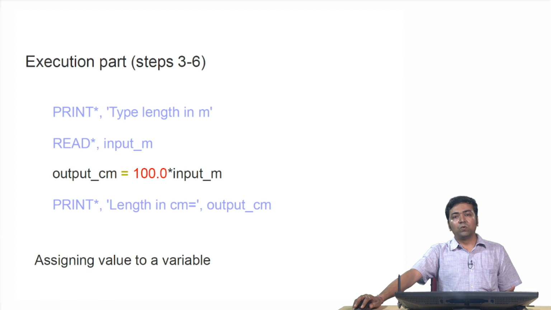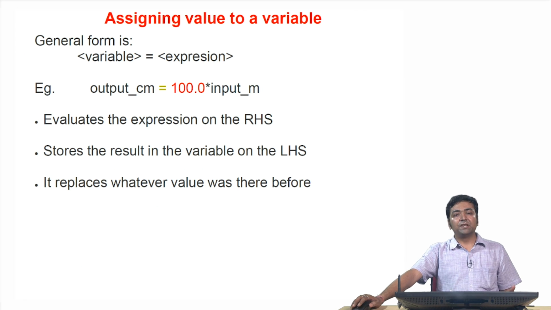Before we go into how to read and write outputs, first let us see how we assign a value to a variable. The general form is that on the left hand side you have a variable name, and on the right hand side you have the expression which you are using to generate that value for the variable. For example, in this statement on the left hand side I have the variable name, to which I want to store the product of 100 and my input value which is in meter. So, these are typically the steps.